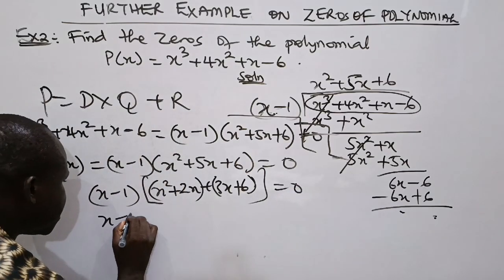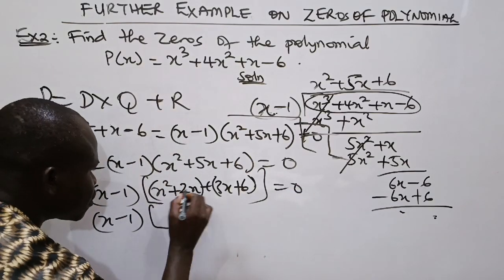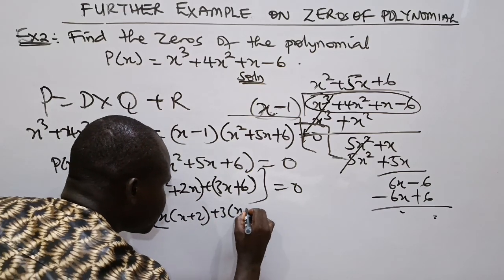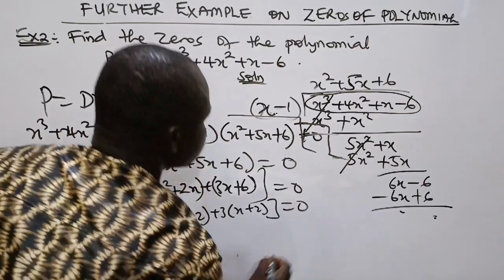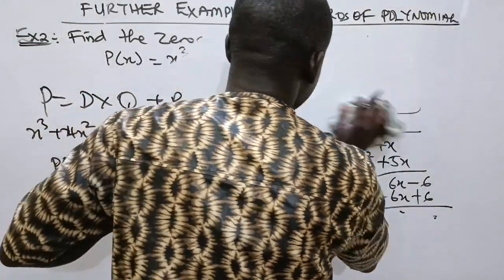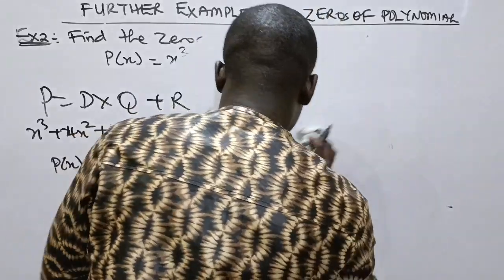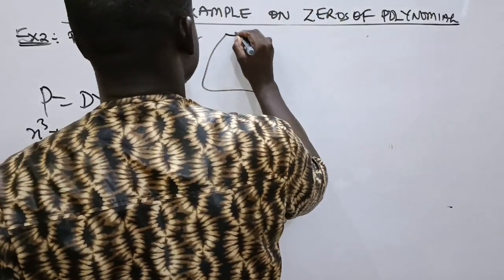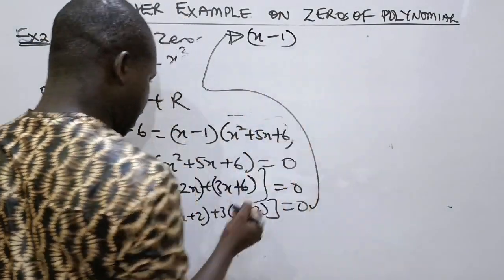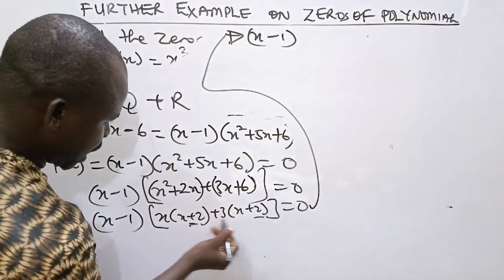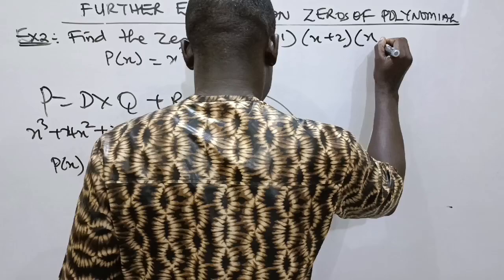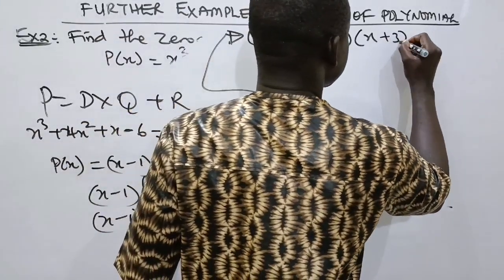We are going to have x minus 1. Then what is common here? x is common. We have x plus 2 there. Then 3 is common here. You are going to have x plus 2 equal to 0. Then from here, I can say that I have x minus 1, then into bracket, I can group these two together: into bracket x plus 2, then into bracket x plus 3 is equal to 0.